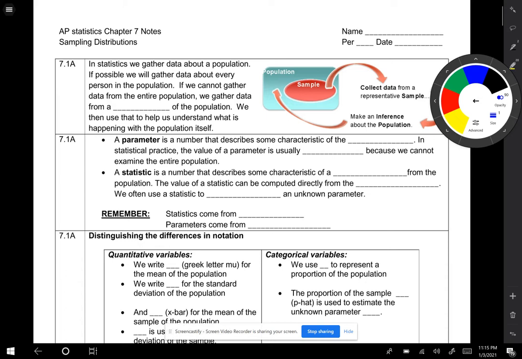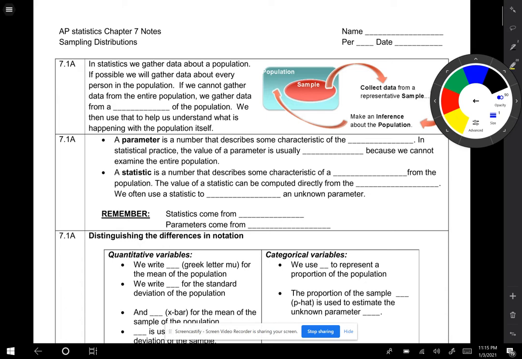In semester 1, we talked about descriptive statistics, and in semester 2, we will talk about inferential statistics. So the whole purpose of second semester is, what can a sample tell us about our population? So we will start chapter 7. Chapter 7 is called sampling distributions.